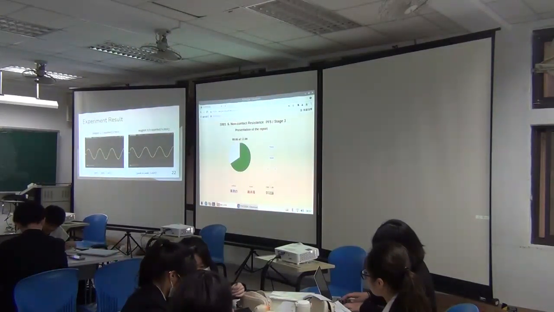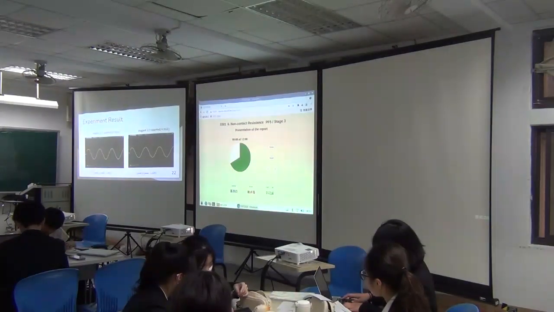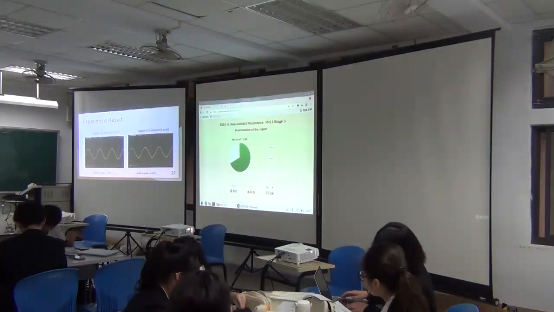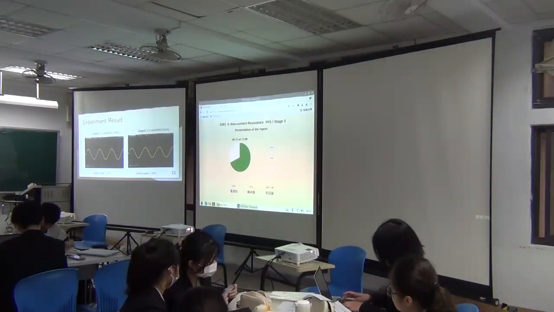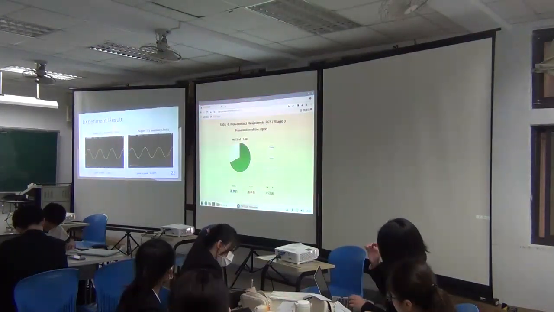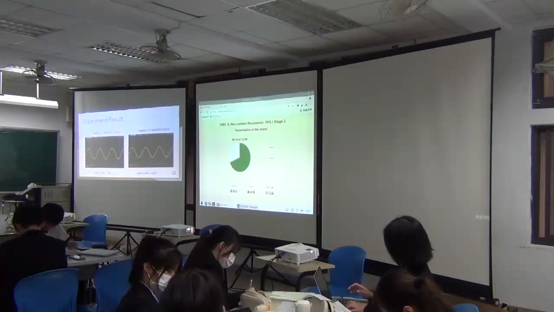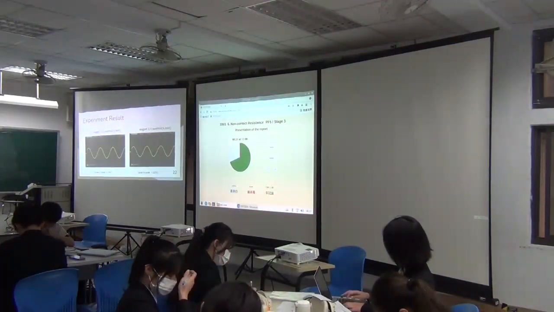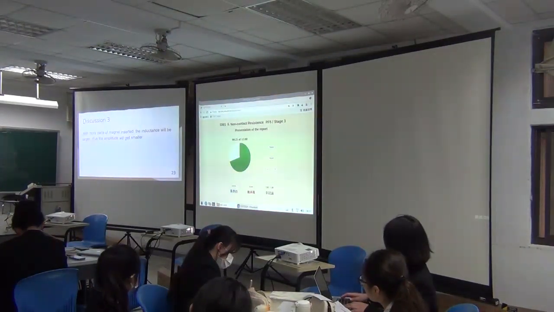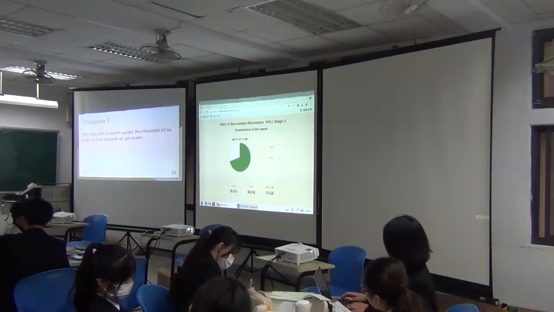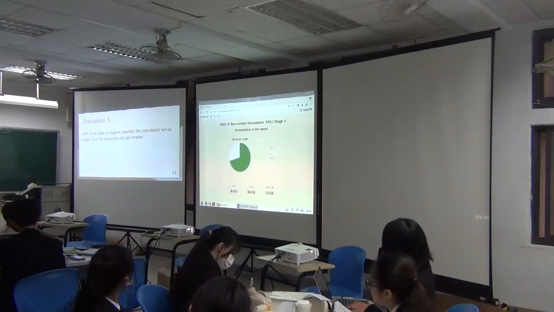From these two charts, we can see that as the inserted length of the magnets increases, the inductance first increases as well, and the peak-to-peak voltage keeps decreasing. So that's what we get from our experiment 3.